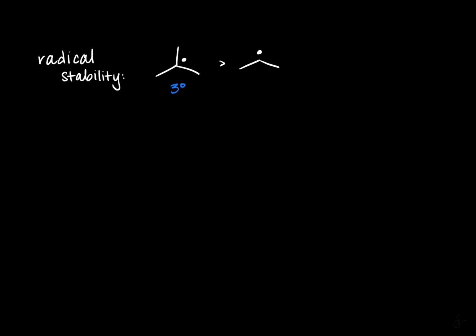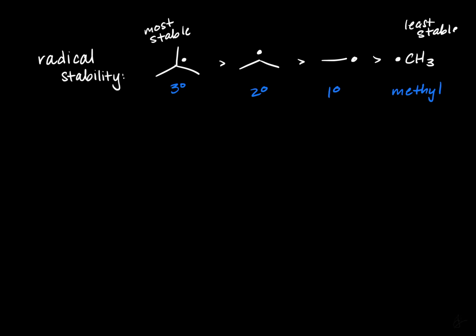This is followed by the secondary position, followed by the primary position, then followed by the methyl position. This is secondary, this is primary, and this is the methyl position. All right, so the things over here are the most stable. The things over here, where the methyl is, are least stable. And as we go closer to the left, we have a more stable radical. So this is radical stability.